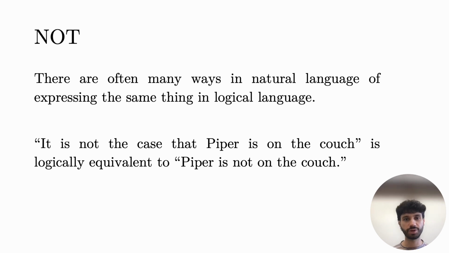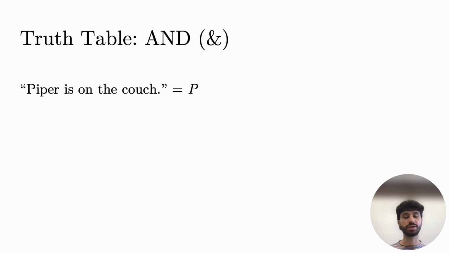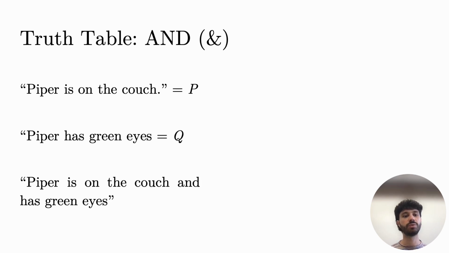All right, so we're done with the not operator, and now we can move on to the and operator. So let's see how we construct the truth table of the and operator. So again, we take our same simple statement P, and now let Q be the statement that Piper has green eyes. And we can combine these two, and that's the point of these logical connectives, into one statement which says Piper is on the couch and has green eyes. And this is how we write it. It's with P ampersand Q. That's the symbolism we use.